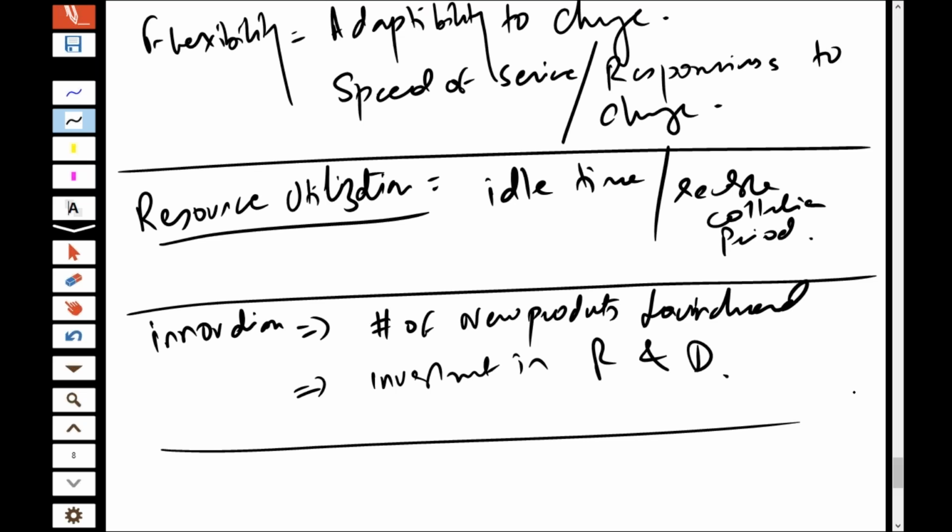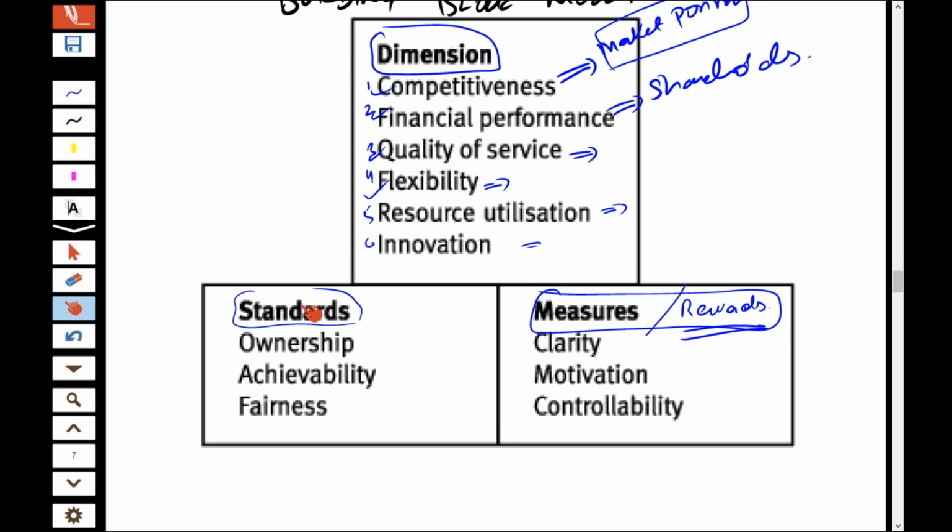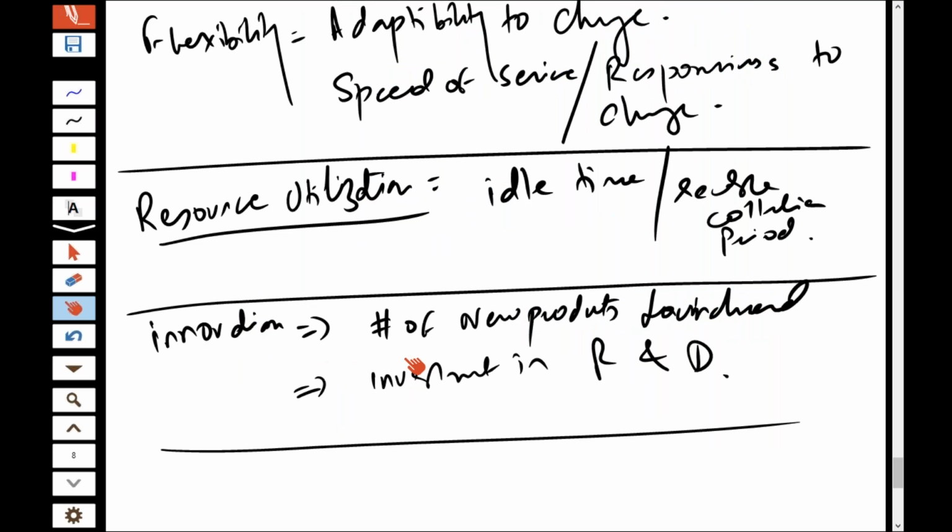So when we apply the building block model, what does it say? The building block model says that you have to measure the performance of the entity using these 6 dimensions. And when you measure the performance of the entity using these 6 dimensions, you have to make sure that you follow these standards. What are the standards that you would be following?